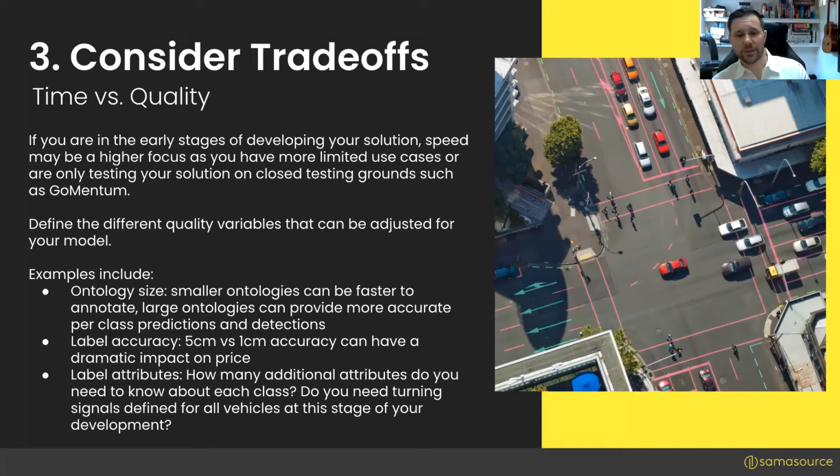And then label attributes. How many additional attributes do you really need to know about each class? Do you need turning signals defined for all vehicles at this stage of development? Obviously, you're going to want them later on when you're looking for whatever cues you can get to be an amazing L4 system, but consider where you are in your development stage.